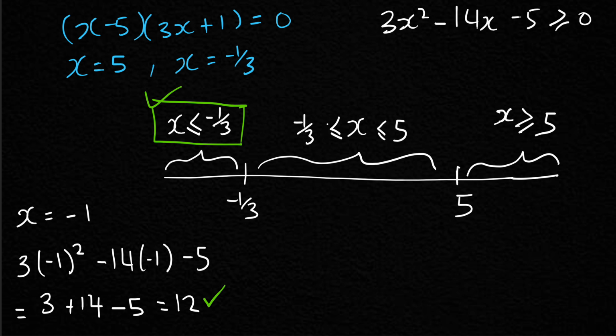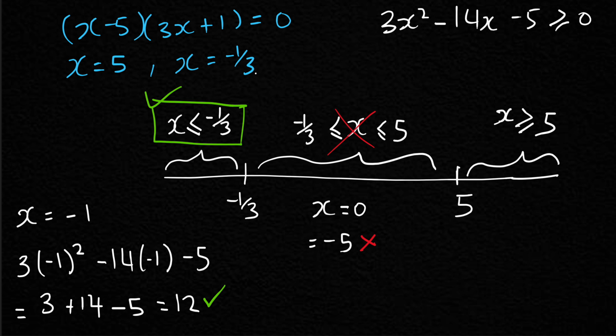How about our second one? Greater than negative a third and less than 5. How about we choose x is 0? That's going to be the easiest to calculate, right? And it's greater than negative a third and less than 5. So perfect. Let's say x is equal to 0. If x is 0, these are all going to be 0, so we'll just get minus 5. Is minus 5 greater than or equal to 0? Minus 5 is smaller than 0. So this does not satisfy our inequality. So this is not going to be part of our final answer.